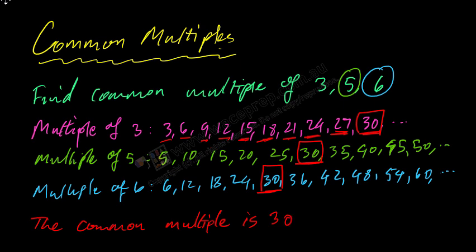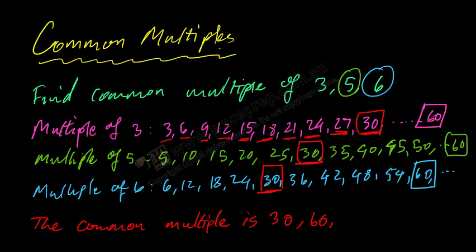Now we notice that if 30 is a common multiple, then for the multiples of 3, it will ultimately come to a case where we will have 60 also. In the case of 5, we will also have 60 at some point, because 5 times 12 is 60. And we know that 60 is also a multiple of 6. So we know that 60 will also be a common multiple.